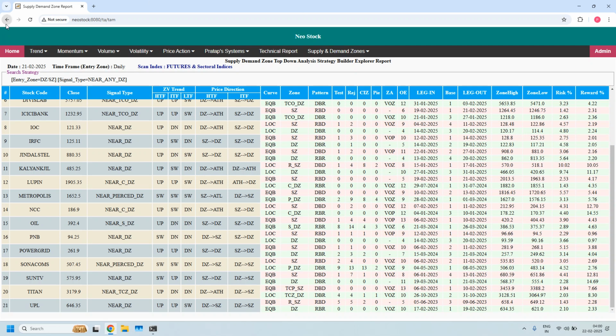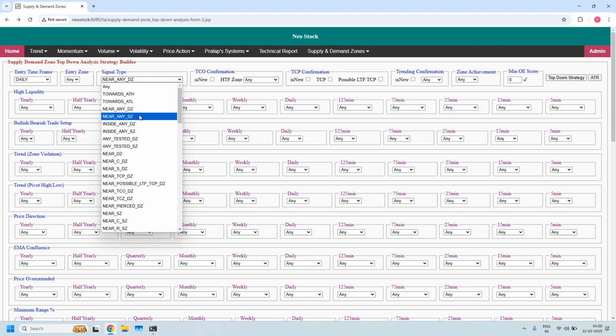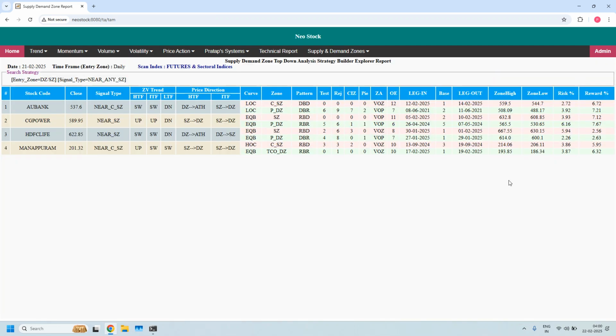Okay, next, for daily time frame, stocks near daily supply zone, we got 4 stocks. Let us identify high liquidity supply zones from this list. AU Bank is having a high liquidity supply zone, and Manappuram is having a high liquidity daily supply zone. So we identified 2 high liquidity daily supply zones from this list.